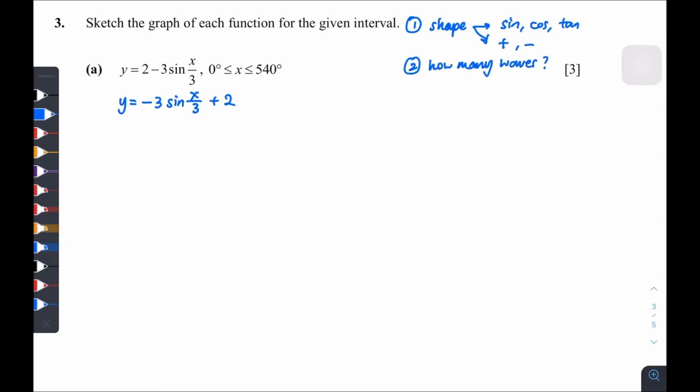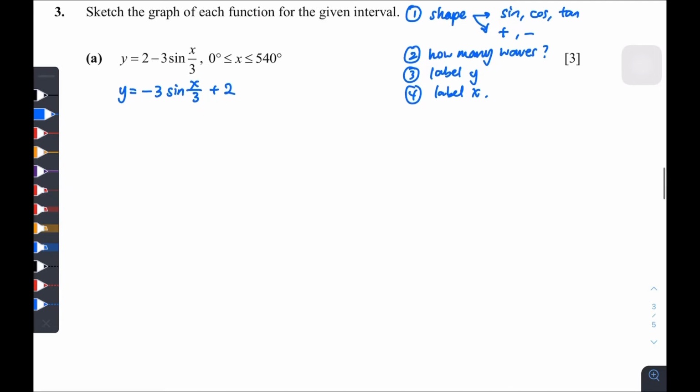Okay, how many waves to draw, how many cycles to draw. Thirdly, we label the y. After labeling the y, we label the x. So these are usually the steps that I tend to take when I'm doing this. So first, let's take a look at the shape.